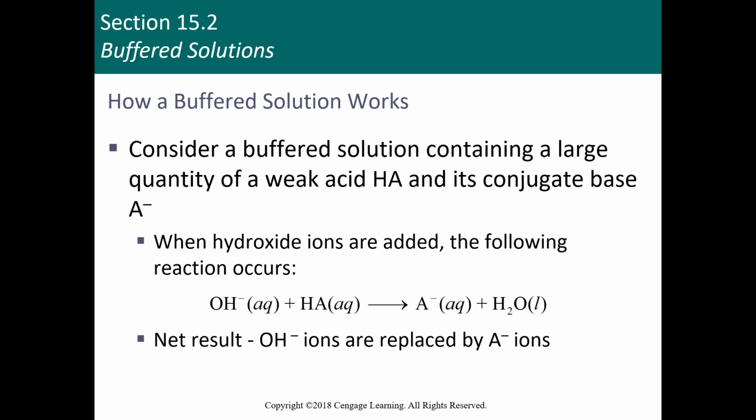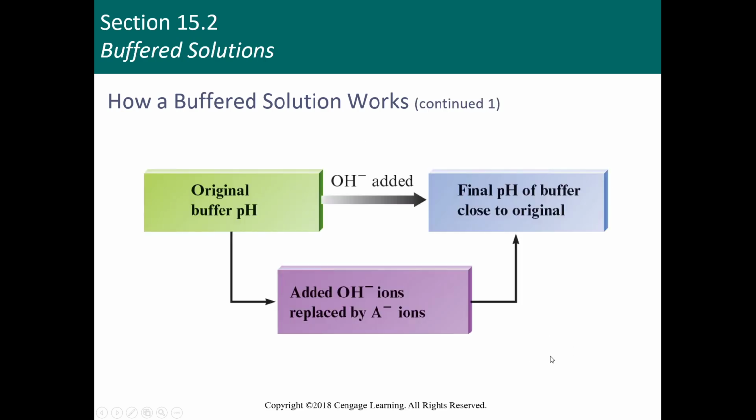So let's look at this example here. We have a weak acid, and how we represent all weak acids is by saying HA. It has a conjugate base, which is A minus. So when we add hydroxide ions, this reaction is going to occur, which means you will neutralize some of the HA, the weak acid, to form some of the conjugate base, A minus. So the net result of adding a strong base to a weak acid buffer system is always the same result, which is that OH minus ions are replaced by the A minus ions.